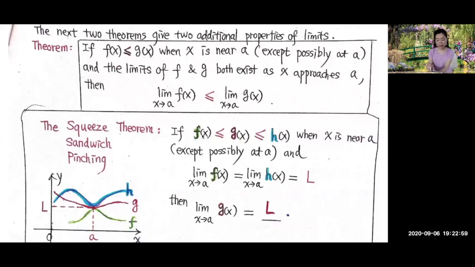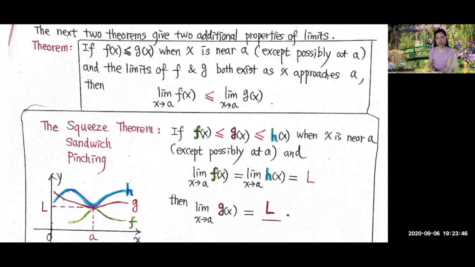Next, we're going to go over two theorems that give two additional properties of limits. The first one: if f of x is less than or equal to g of x when x is near a, except possibly at a, so imagine that g is a function always above or equal to f near this a, then the limit of f and g will have this relation. The limit of g is always above or equal to the limit of f, because this function is always above or equal to this one, providing that both limits exist as x approaches a.